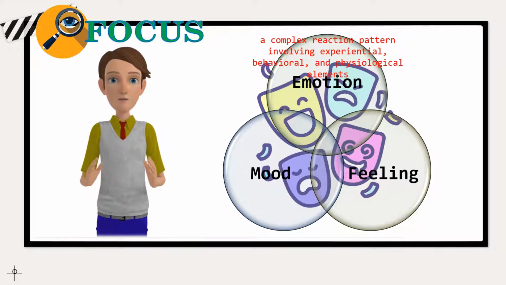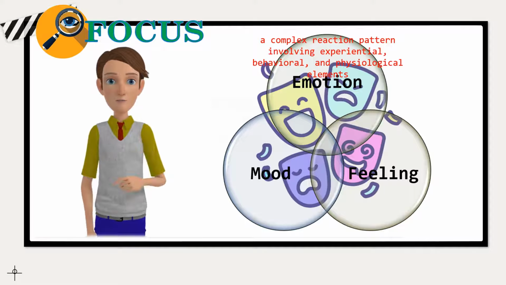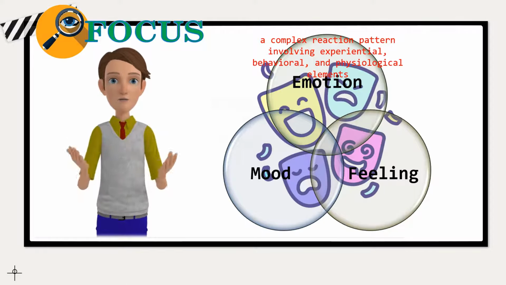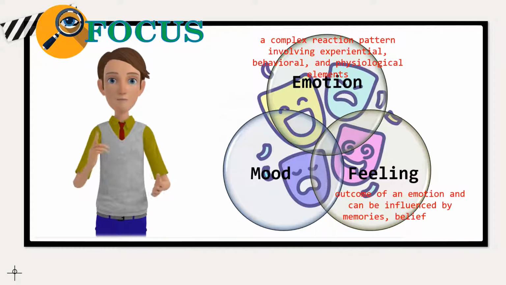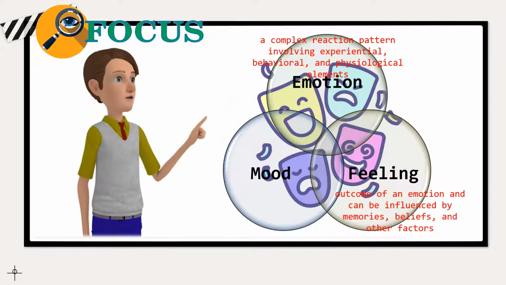Emotional experiences give rise to feelings. Because a person is aware of the sensation, it is classified as, for example, hunger or pain. A feeling is the outcome of an emotion and can be influenced by memories, beliefs, and other factors.